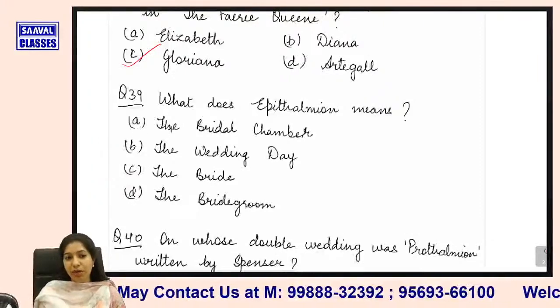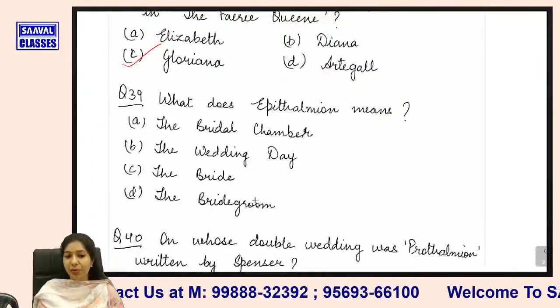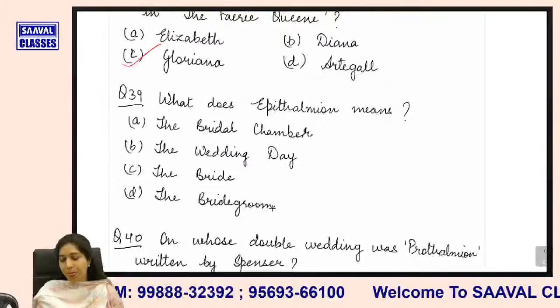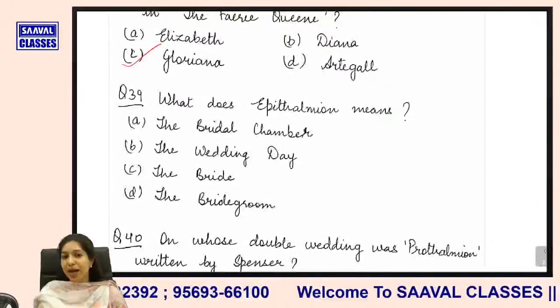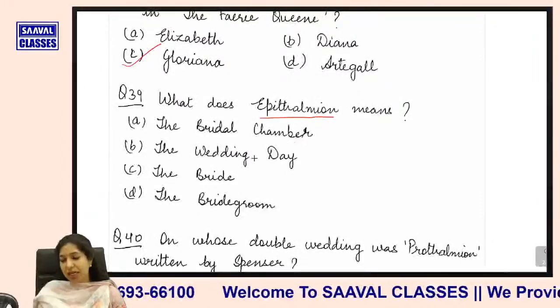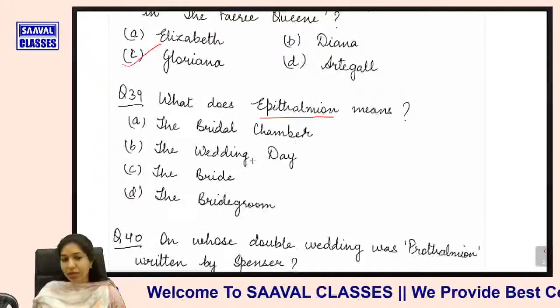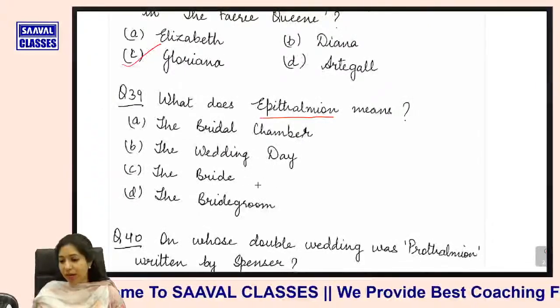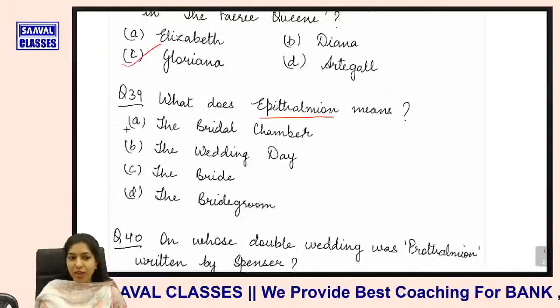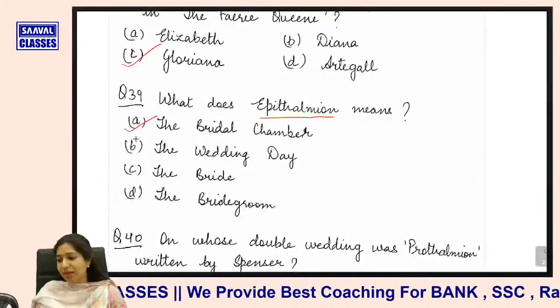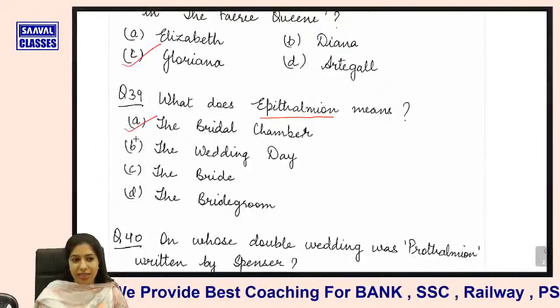क्वेश्चन नंबर 39, व्हाट डज एपिथेलेमियन मीन? द ब्राइडल चेंबर, द वेडिंग डे, द ब्राइड और द ब्राइडग्रूम? व्हाट डू यू मीन बाय एपिथेलेमियन? It means bridal chamber, the wedding day, the bride and the bridegroom. Very good, very good all of you. It means the bridal chamber, right?